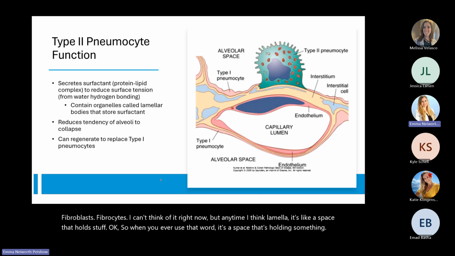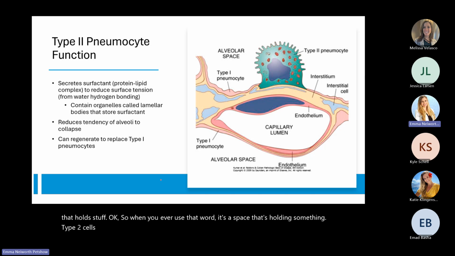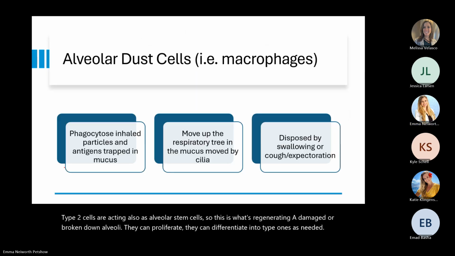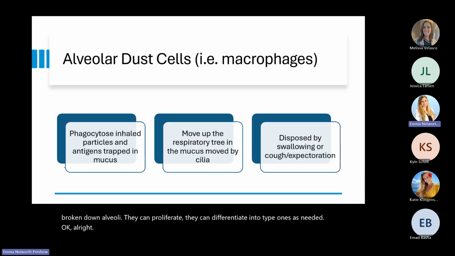Type 2 cells are acting also as alveolar stem cells. So this is what's regenerating a damaged or broken down alveoli. They can proliferate, they can differentiate into type 1s as needed. Okay, all right. The last cell in question is our alveolar macrophages.